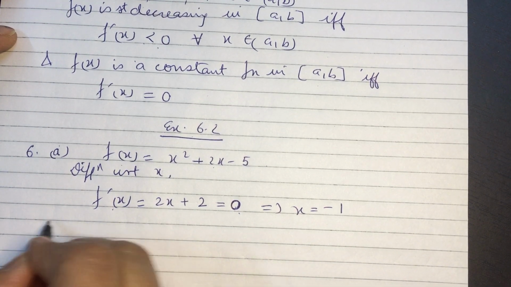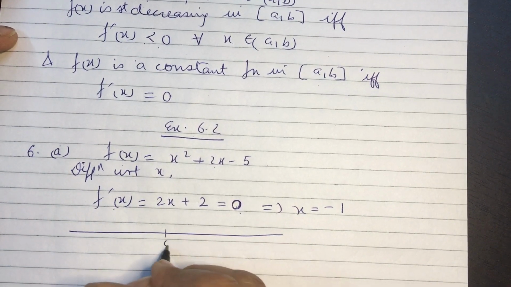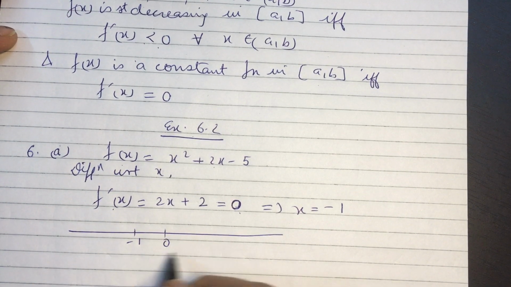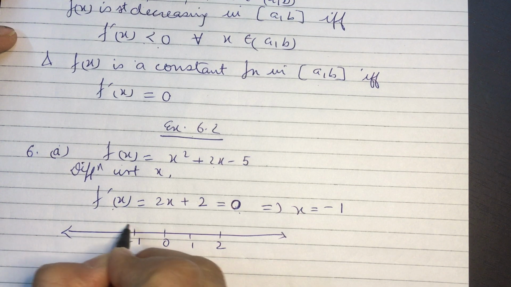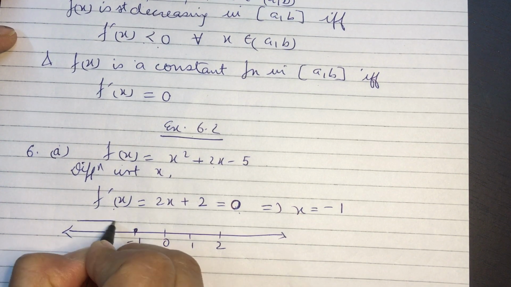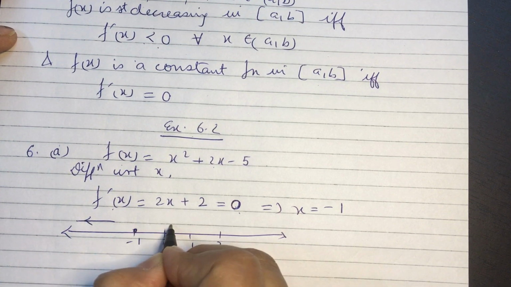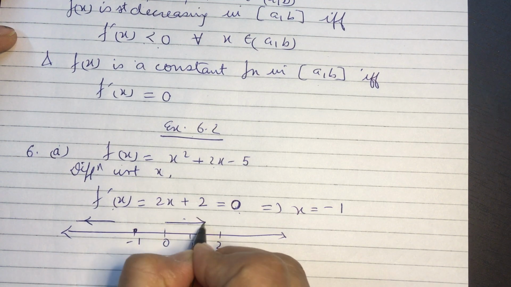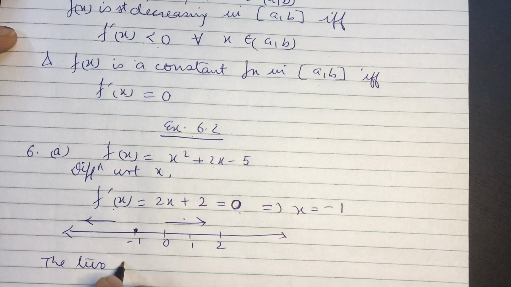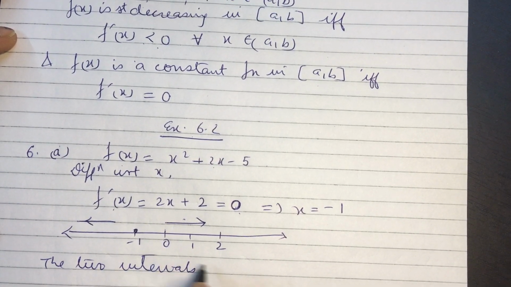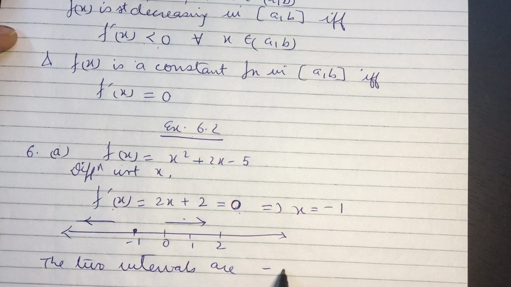So the real line can be divided into two intervals. One is on the left of x equal to minus 1 and one is on the right of x equal to minus 1. So the two intervals are minus infinity to minus 1 and minus 1 to infinity.